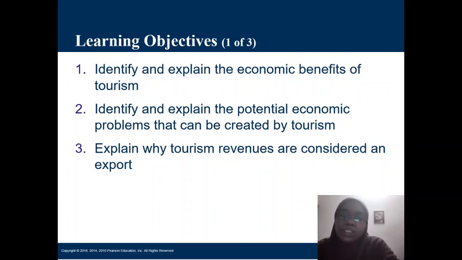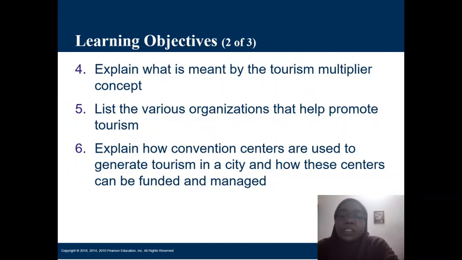The first is to identify and explain the economic benefits of tourism, after which we'll try to identify and explain the political and economic problems that can be created by tourism. Moving ahead, we'll try to explain why tourism revenue is considered an export. In addition, we'll try to explain what is meant by the tourism multiplier concept.